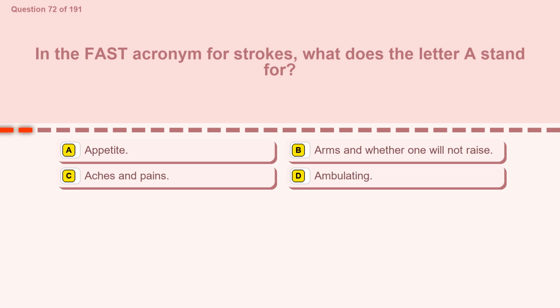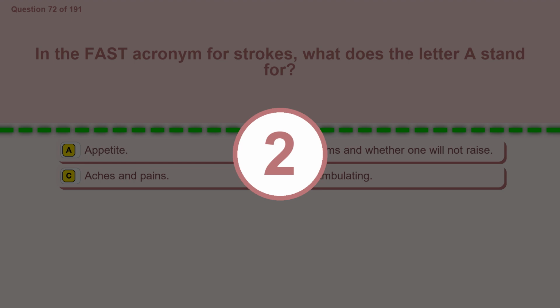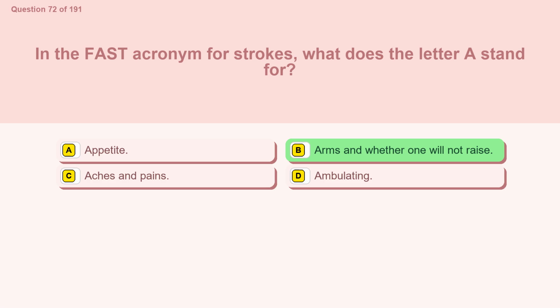Question 72. In the FAST acronym for strokes, what does the letter A stand for? Option A. Appetite. Option B. Arms and whether one will not raise. Option C. Aches and pains. Option D. Ambulating. The correct answer is option B.